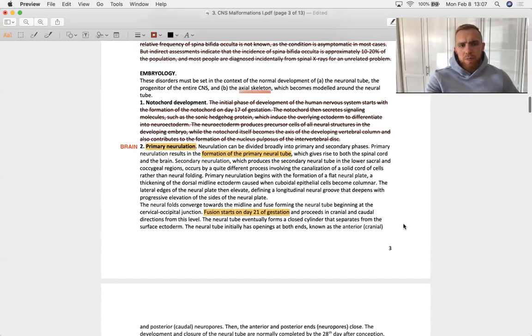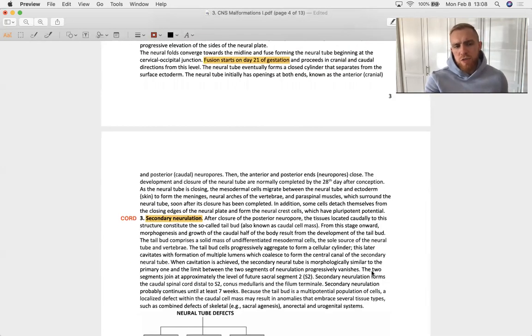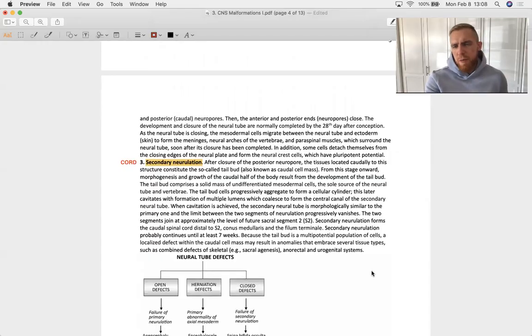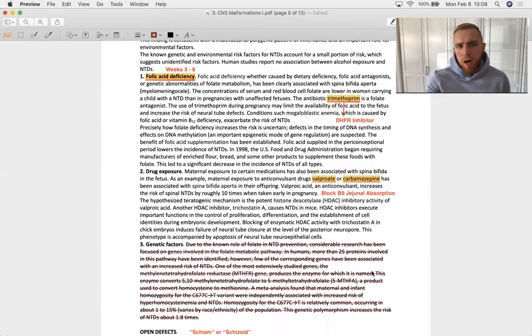Neural tube defects, this whole primary, secondary neurulation, all you need to understand is that primary neurulation basically refers to the formation of the brain, and that secondary neurulation refers to the formation of the distal spinal cord after the basics of the brain have been put into place. You must understand why folate is important to neurulation. So if there's a folic acid deficiency in a mother, her child is far more prone to developing a neural tube defect than if she were folate sufficient.